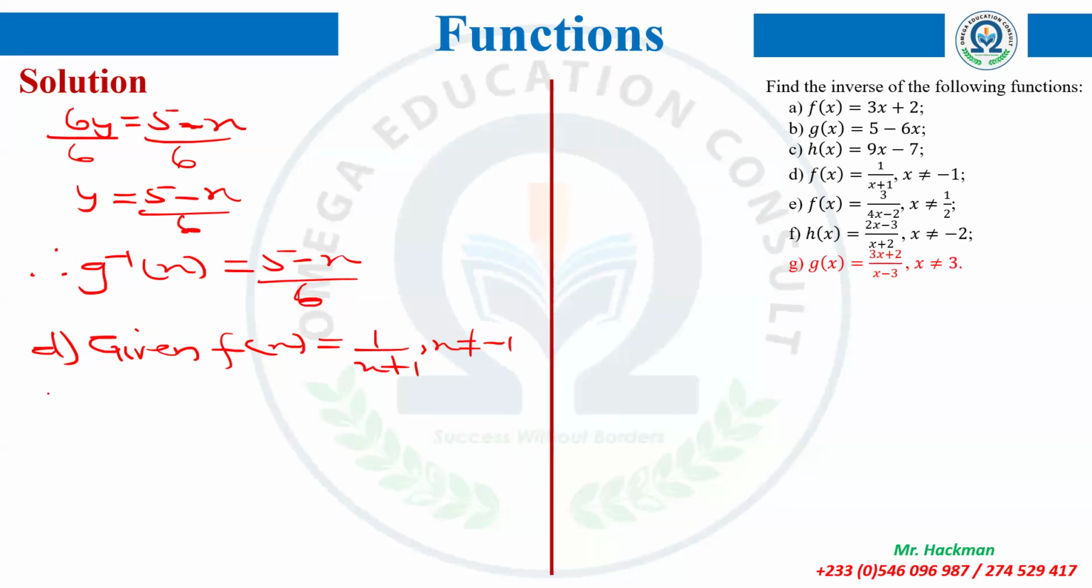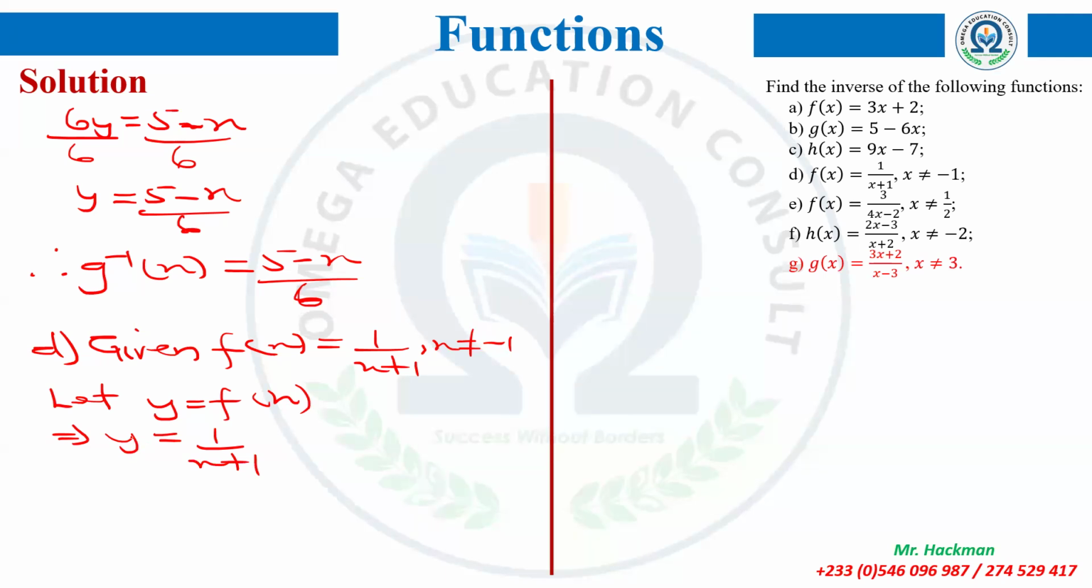So now, first step, let f of x be equal to y, or y be equal to what? f of x. So it means y will be equal to, what is f of x? 1 over x plus 1. Is that clear?